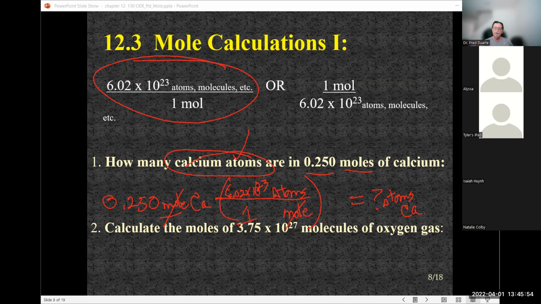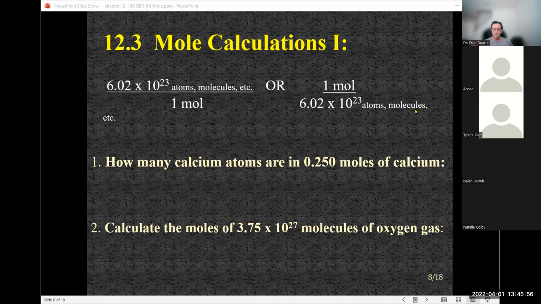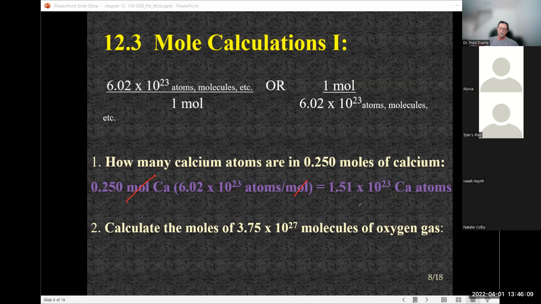All right, let me clear this up and put in a better drawing here. Okay, here we go. Moles cancel, leaving me with atoms, which is what I want. So this is where you're going to refresh your memory on using scientific notation on your calculator. And at 1.51, obviously it's a number smaller than 6.02. So yes, that number makes sense because of the mathematics that you did here.